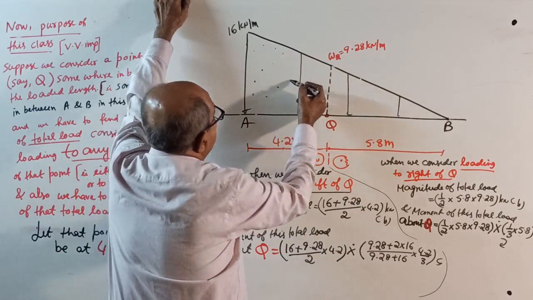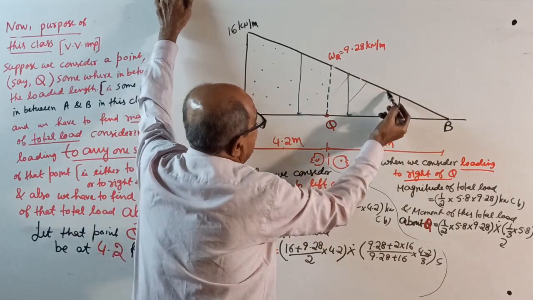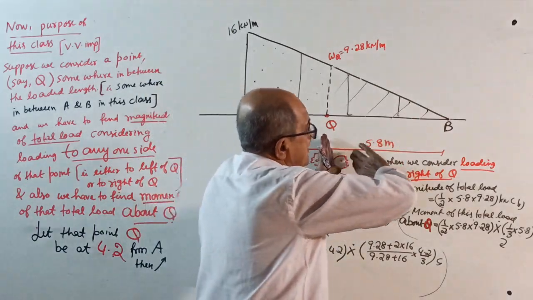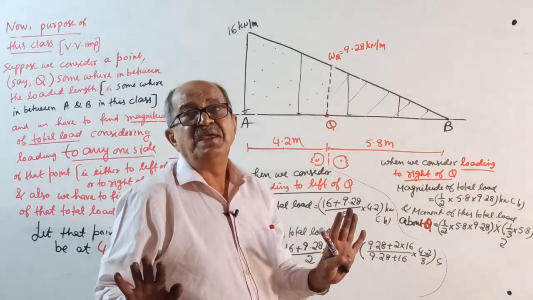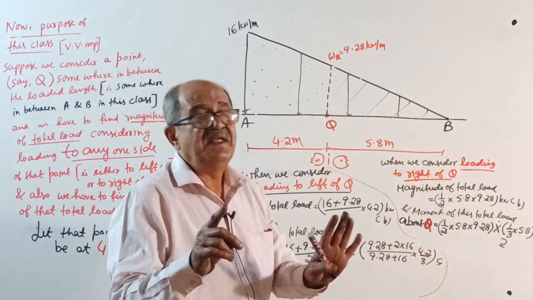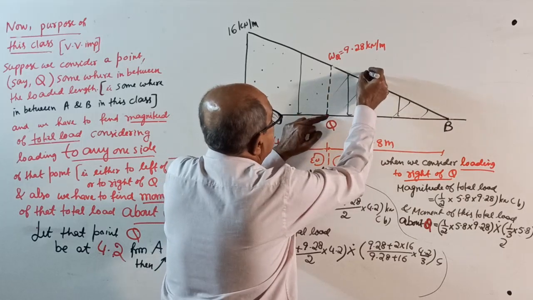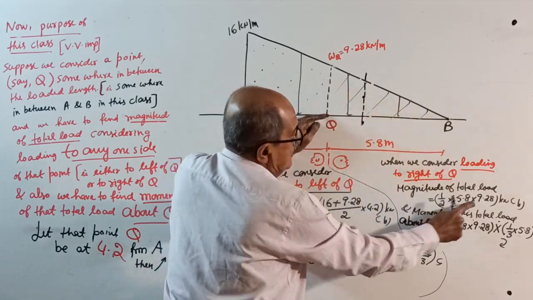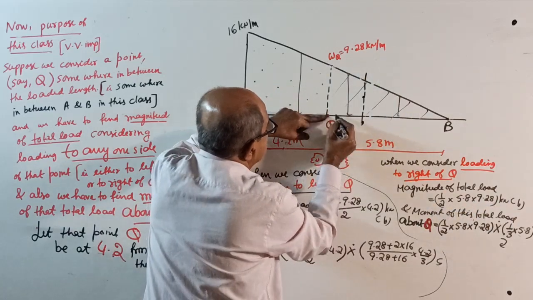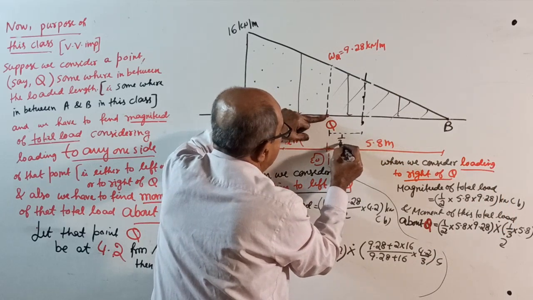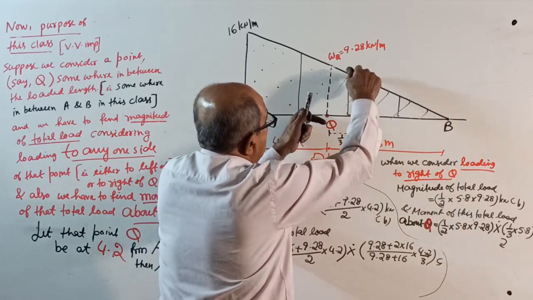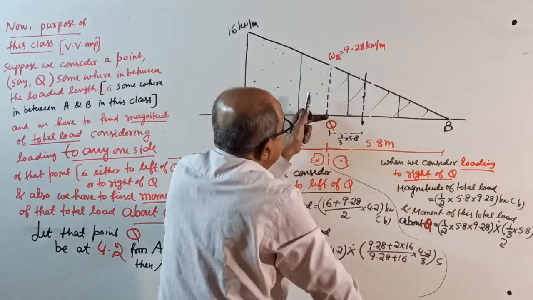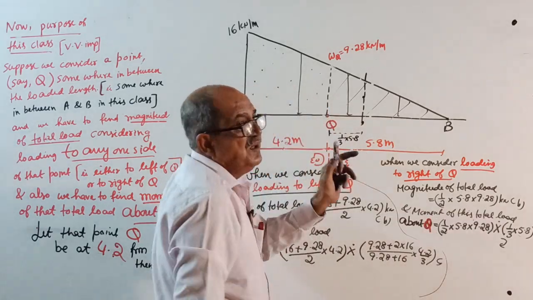This side you get a trapezium, that side you get a triangle. Therefore, I will first go to that side. Later, when you consider loading to the right of Q, it is a very happy case, so better look at that side if the option is there. The magnitude of the total load here equals half into 5.8 into 9.28 kN down. Line of action from Q is 1 by 3 of 5.8. Therefore, moment about Q equals half into 5.8 into 9.28 into 1 by 3 of 5.8. This way, very easily you get the answer.